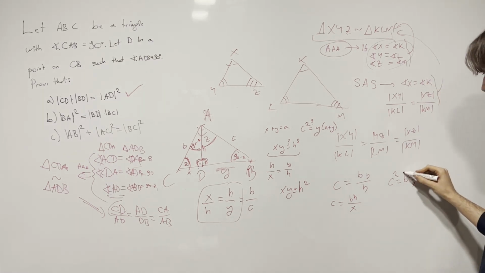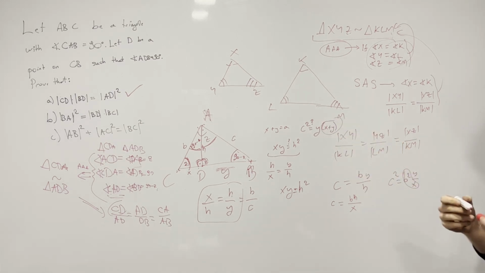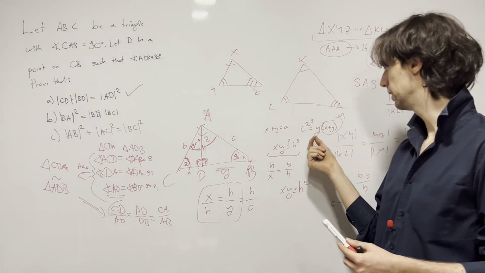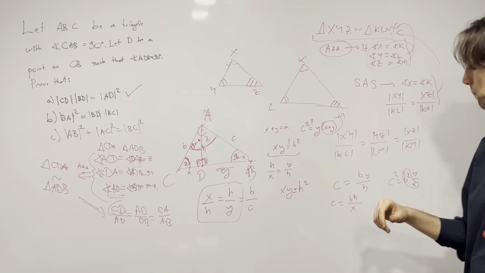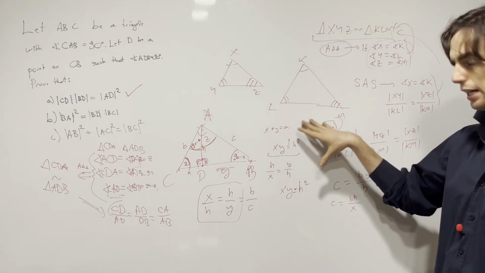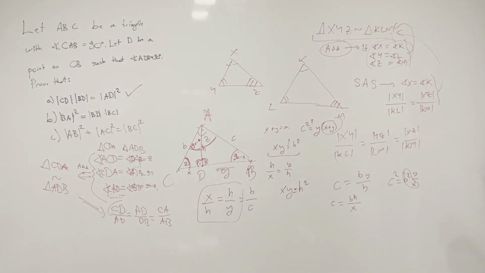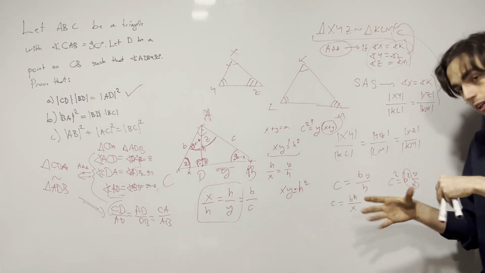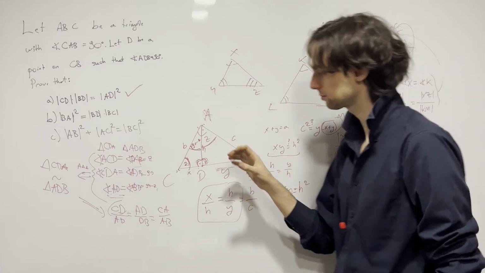Now I need to prove then that B squared over X is equal to X plus Y. Or in other words, I need to prove that B squared is X times X plus Y. But that doesn't get me anywhere. And this is a common sort of theme when you're solving geometry. You'll try something, it won't work out, and then you need to go back and try again.